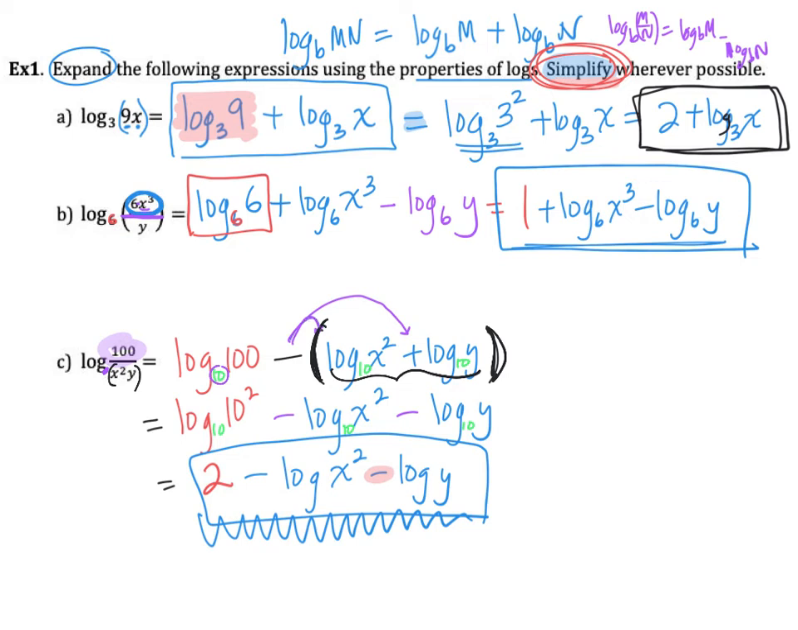So then I need to distribute that minus sign, so both of these signs end up being minus signs, right? So you have to make sure you have a minus here, minus here. Now, because this is a log base 10 of 100, which is log base 10 of 10 squared, we end up with a 2. So when we simplify, our final answer is going to be 2 minus log x squared minus log y.